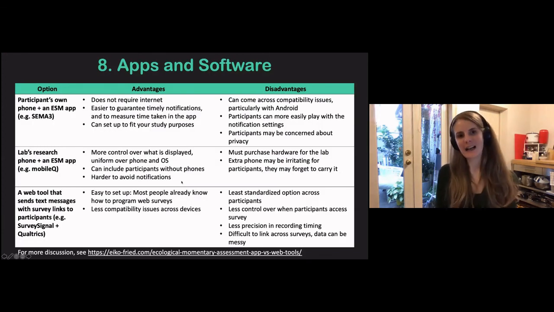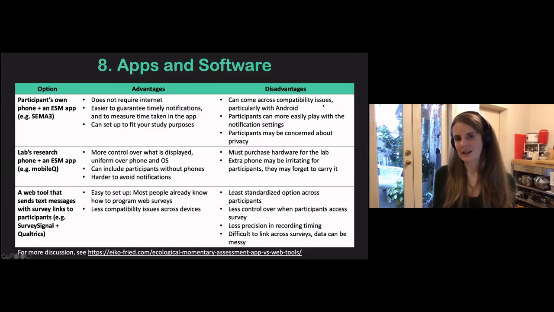So here's some stuff on apps and software, because obviously you can't just run these studies using your usual survey software. There are 3 different options I've listed here. One is participants have their own phones, and then you install an ESM app on their phone. This is really useful because it doesn't require internet. It's easy to guarantee the notifications arriving on time and to measure time in the app, and you can set it up to fit your study design.